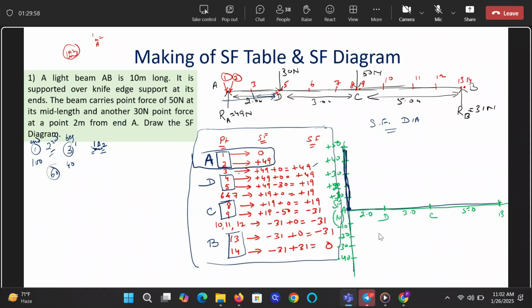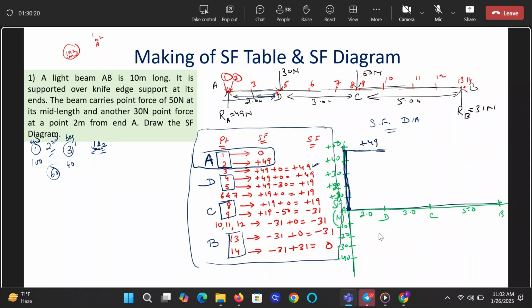What does it remain up to point 3? It remains plus 49. And what does it remain up to point 4? It remains plus 49. And what is 4? 4 is effectively D. That means it remains plus 49 effectively up to D. Am I right, guys? Yes or no? Right, sir.